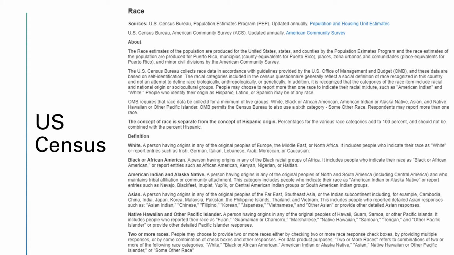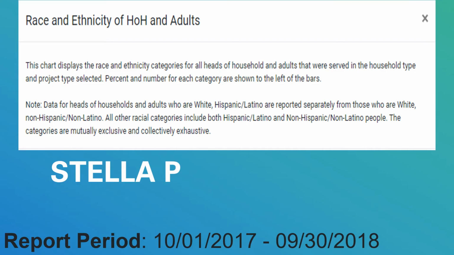Now you can also see that we have multiple categories for the races. We have white, black or African American, American Indian or Alaskan Native, Asian, Native Hawaiian or other Pacific Islander, or 2 or more races. One thing I'll note is in Stella P they also have an unknown one because sometimes we don't collect the race of our clients for whatever reason. The census doesn't have an unknown, so you'll just see that one always at 0. Please note that this census data is released as of 2019, and we'll look at the Stella P data.